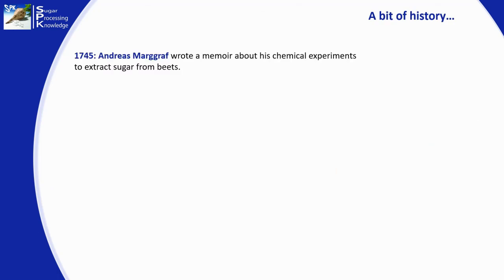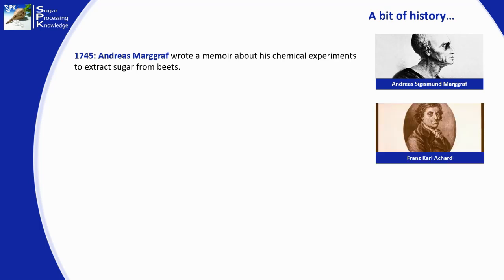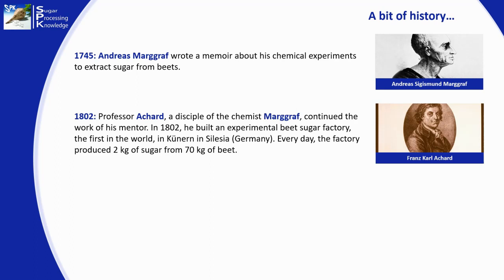First of all, we will start by going back in history and living together the genesis of the beet sugar extraction industry. It all began in 1745, when the German chemist Andreas Markgraf proved that beet sugar and cane sugar were identical, and then wrote a memoir about the chemical experiments that made the extraction of beet sugar possible. His disciple, Professor Ricard, continued his work and succeeded in 1802 in building the first experimental beet sugar factory in the world, and which at the time produced 2 kilograms of sugar per day from 70 kilograms of beets.